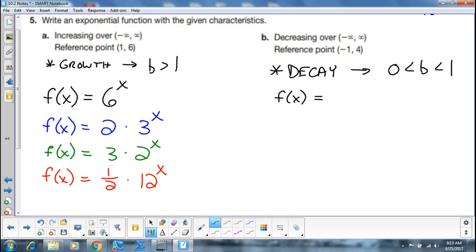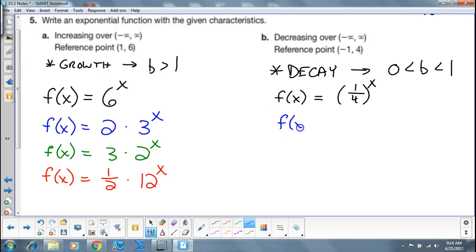0.4 to the x power. 0.4 to the x power does not. I think. No. Wait, would it be 1/4? 1/4 to the x power would. Give me another one. That's a growth function. Nope. Would it be 2 times half to the x power?